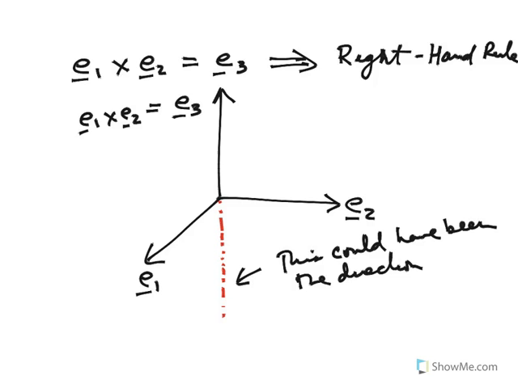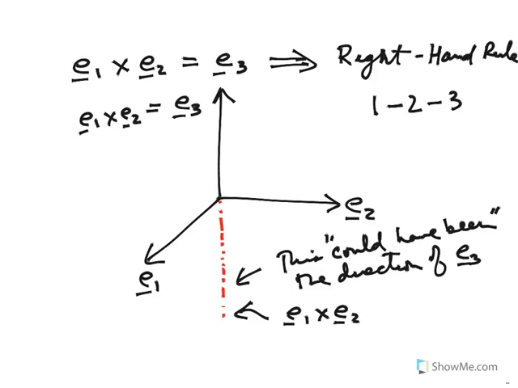But I'm going to put that in quotes. Could have been, right? But if I had chosen this direction in red as the direction of E3, then given that I'm doing the order 1, 2, 3, in that order, I'm ordering the basis vectors, E1 crossed with E2 is not going to equal E3 in this case, right?